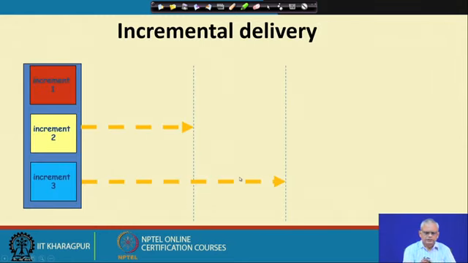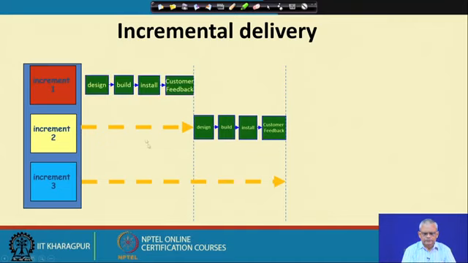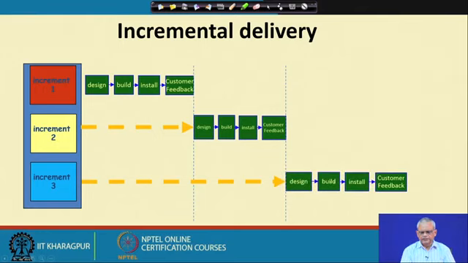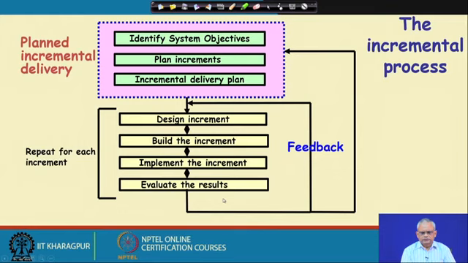So, if we see here, the entire requirement is split into increments. The first increment: design, build, install, and customer feedback. And once the first increment's customer feedback is obtained, the second increment is started, and then the third increment is started, and so on. And the time to develop one increment is typically called a time box.